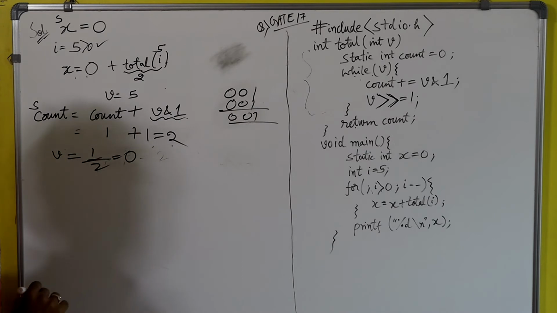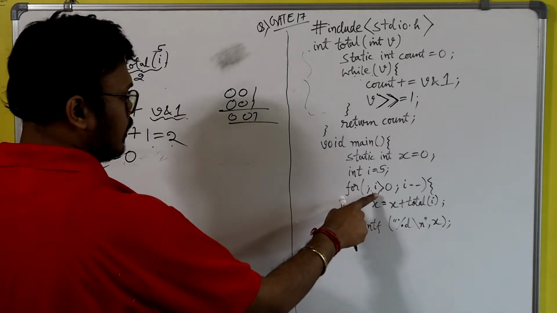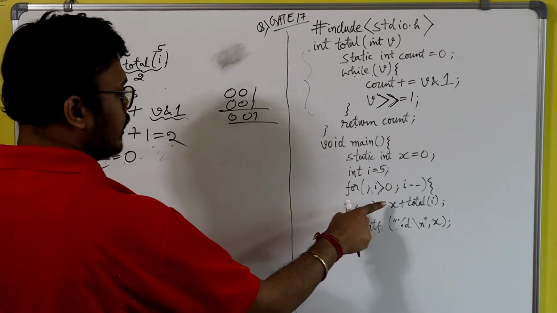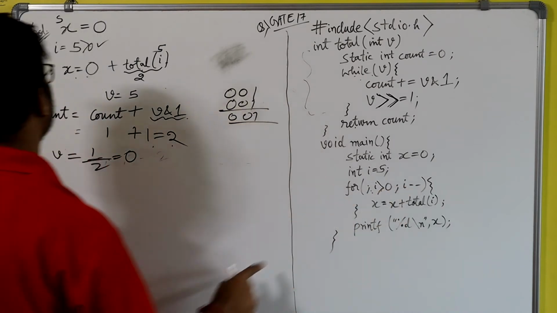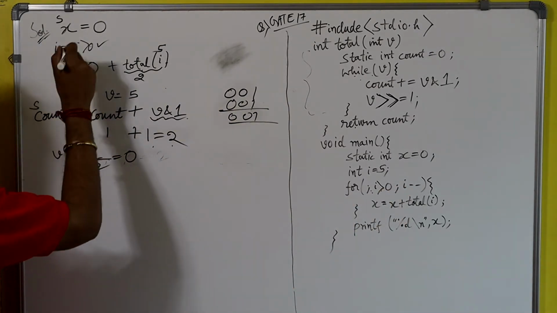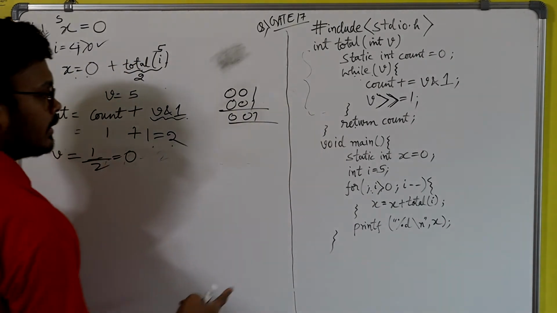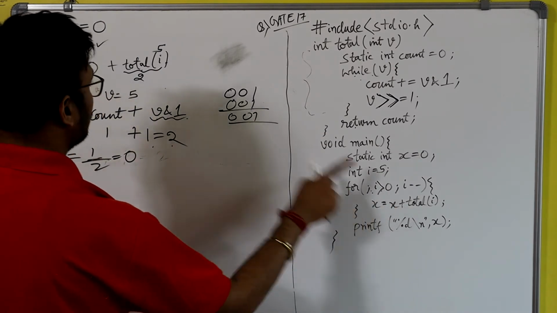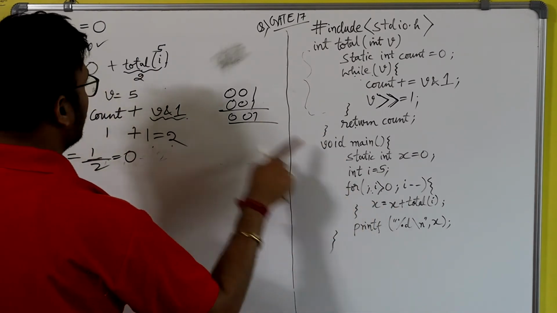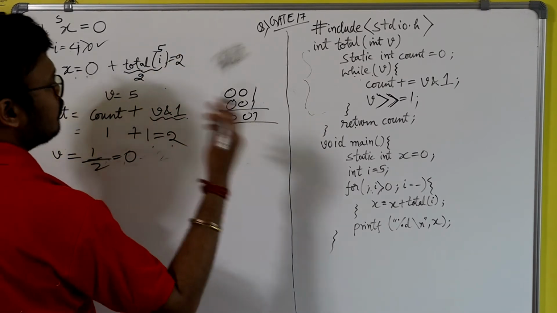Fine. So now again this for loop will be executed. So the value of I will be decremented by 1. So I will become 4. Okay. So now is 4 greater than 0? Yes, 4 is greater than 0. So again this line will be executed. So x is equal to x plus. So what is the value of x now? The value of x was 0 plus 2 is equal to 2. So the value of x is 2.